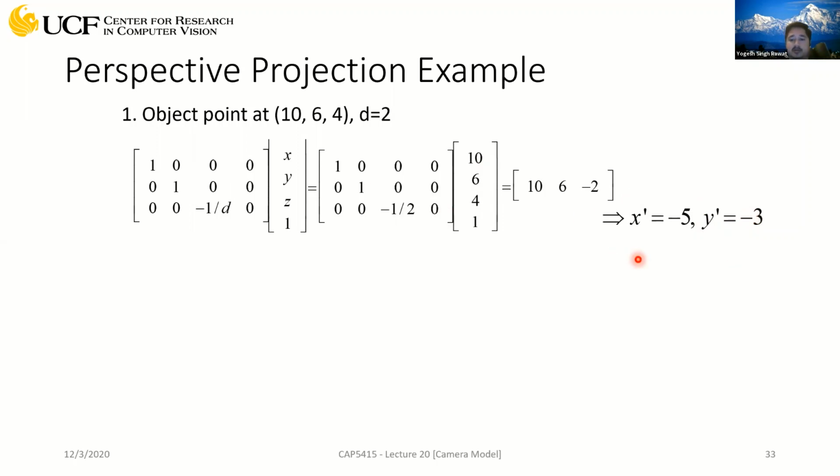Right? So what this operation is trying to do is, you have a point in your 3D environment at a location 10, 6, and 4. Right? So that's the world coordinates.